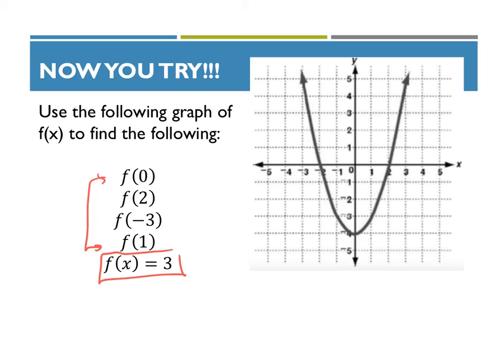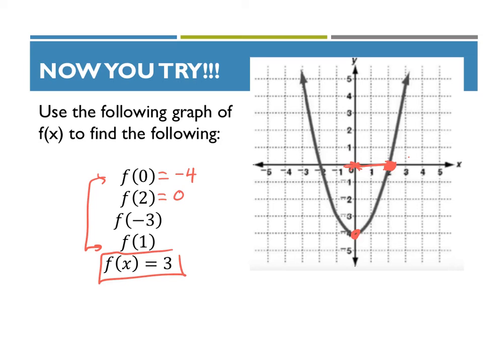So for the first one, if you had f of 0, we're looking at when x is 0. If I trace down to where the function is, it looks like it's at negative 4 when x is 0. So the answer for the first one you should have gotten was negative 4. For f of 2, that's right here on the x-axis, and the function goes exactly through that value. So the output there is 0. The y value would be 0 there, so the answer for f of 2 would be 0.